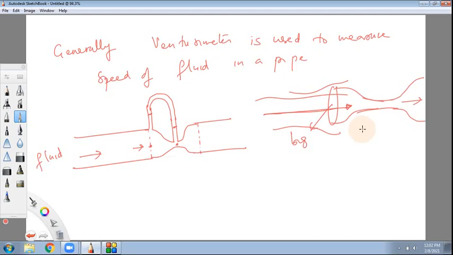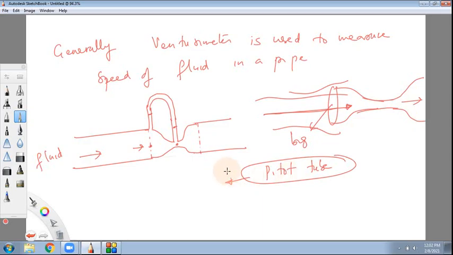But there is another device which is called a pitot tube, which generally we use to measure speeds of, let us say, a river. When you have a boat which is going in a river, you want to measure the speed of the river, you use this pitot tube. It has got a slightly different philosophy than venturi meter, we will look into that philosophy.